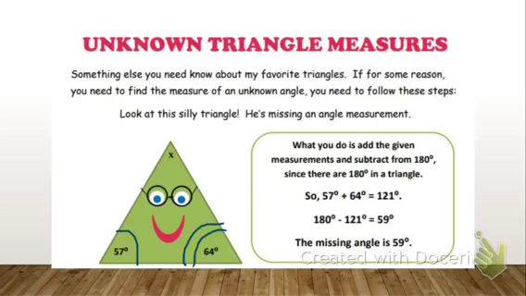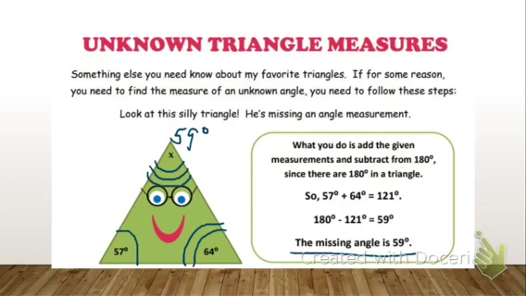So basically what we need to do is we need to find the angle, or the value of x. And I know that's going to be different because I've worked the problem, so let's see how it's different. What you would do is add the given measurements and then subtract from 180, since there's 180 degrees in a triangle. So 57 plus 64 equals 121, and then 180 minus 121 gives you 59. So the missing angle is 59 degrees. So the value of x would be 59.